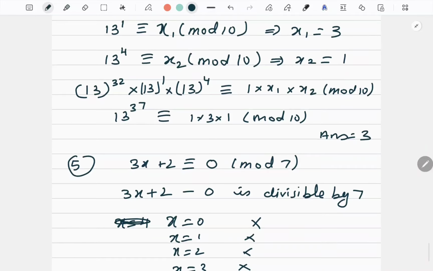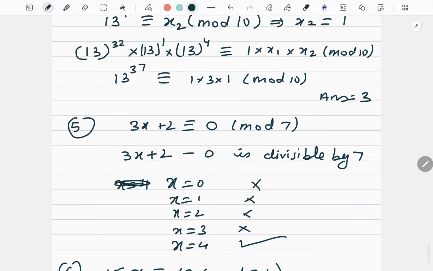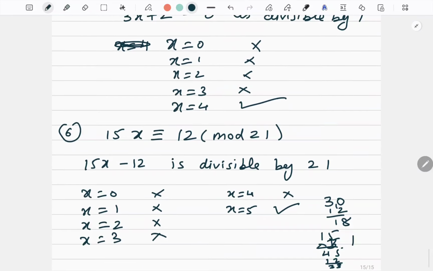Right? Then one question is this. Solve this equation. Simple. 3x plus 2 minus 0 is divisible by 7. So put different values now. If you put 0, 2 is divisible by 7, no. If you put 1, 5 is divisible by 7, no. Put 2, 6, 7, 8, 8 is divisible by 7, no. Put 3, no. Put 4, 3 4s are 12, 13, 14. 14 is divisible by 7, yes. So the answer is 4. Correct?